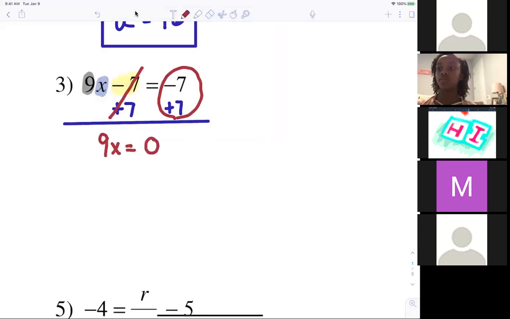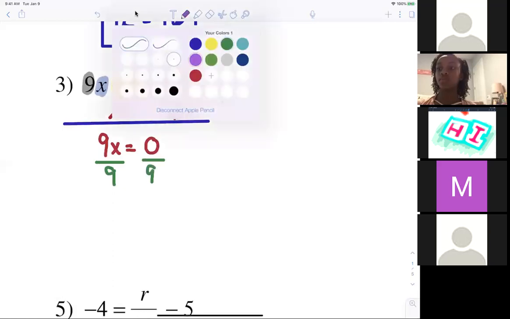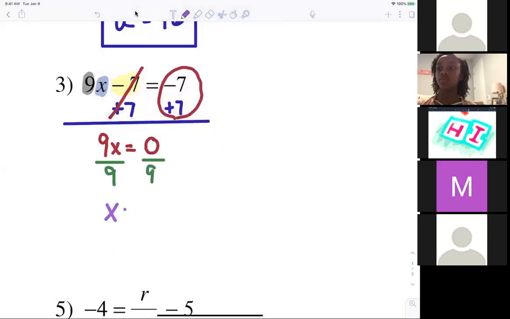So now what am I doing? I'm getting rid of the times 9. To get rid of times 9, I would divide both sides by 9. Then I'm ultimately left with x equals 0 divided by 9, which is still 0.